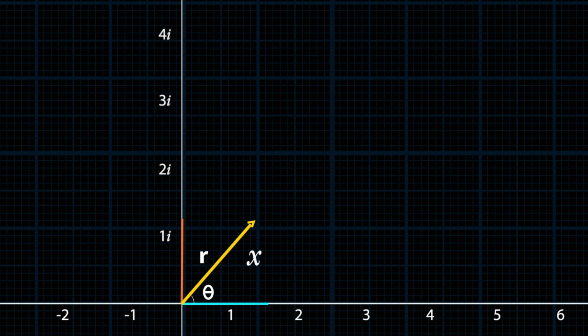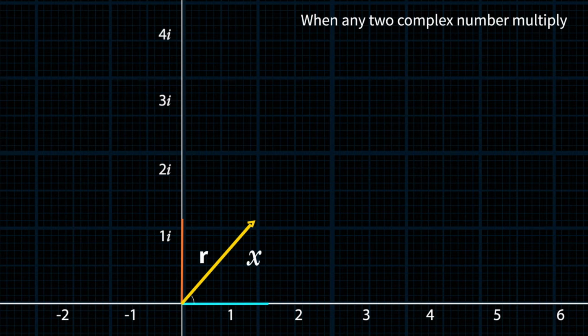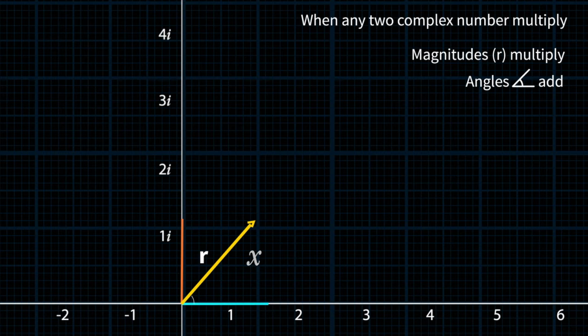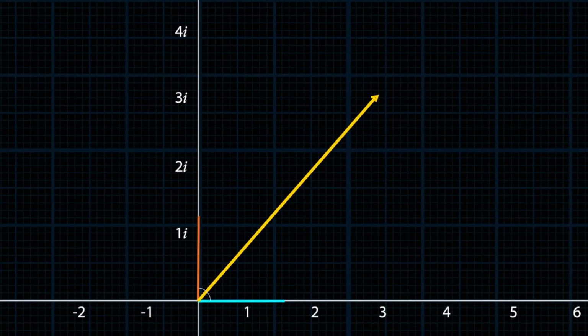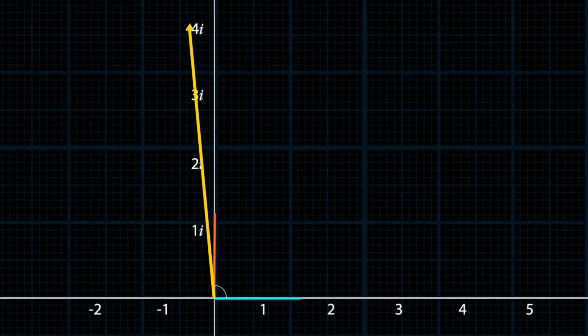Now, think about what happens when we cube x. Well, we know that when we multiply any two complex numbers, their magnitudes multiply and their angles add. So if we cube x, we get a number which has a magnitude of r cubed and is at an angle of 3 theta from the real axis.